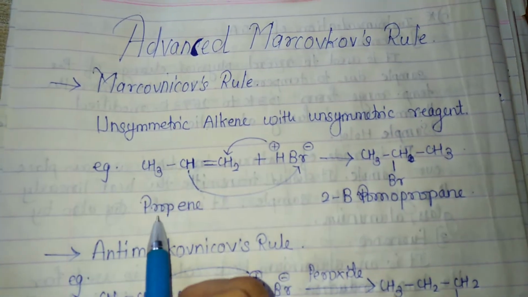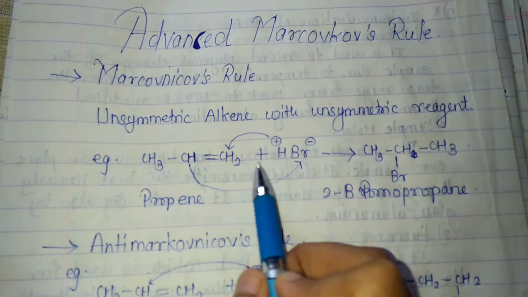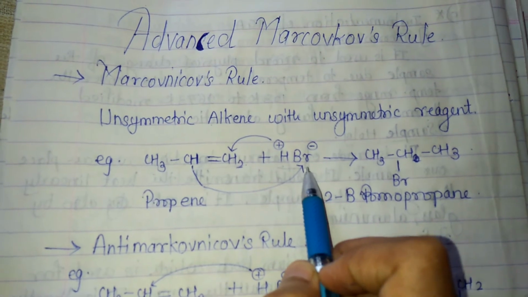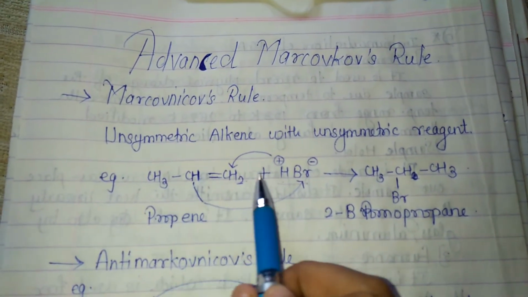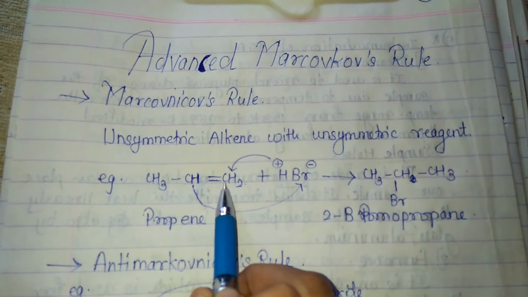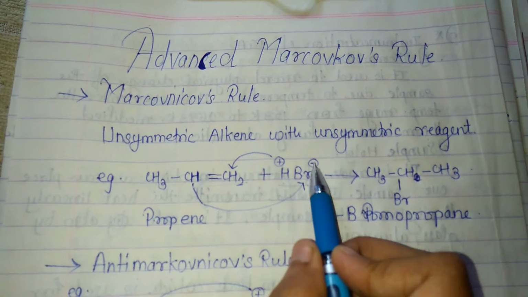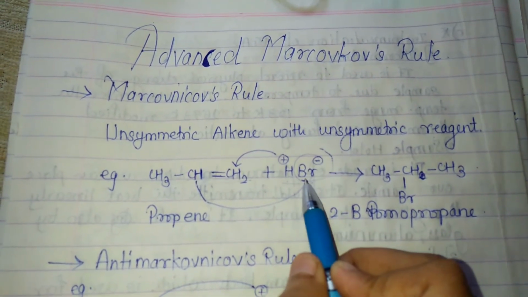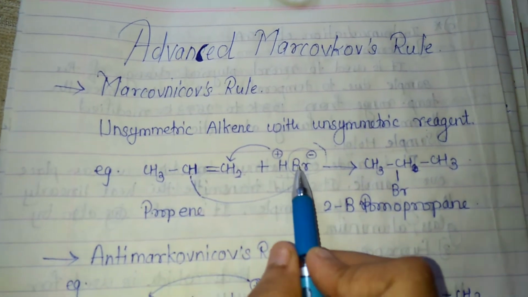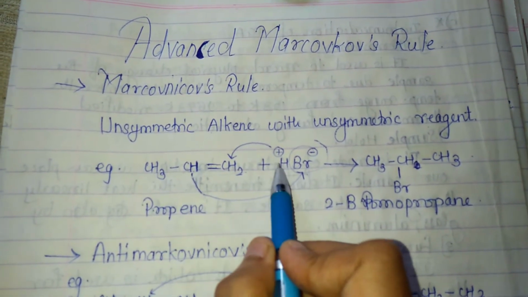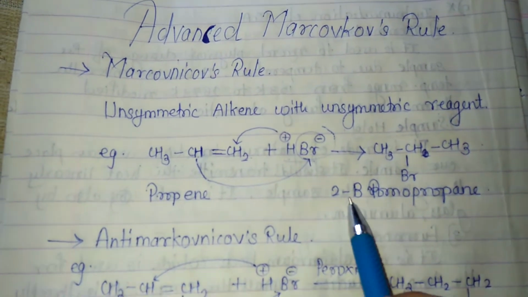As an example of an unsymmetric alkene, we are taking propene plus the unsymmetric reagent HBr. If we are adding HBr to propene, then it follows Markovnikov's rule. The negative part of the reagent will go to the carbon which contains the lesser number of hydrogens. It will attack over here, and the hydrogen will attack over here. So we get this product, 2-bromopropane.